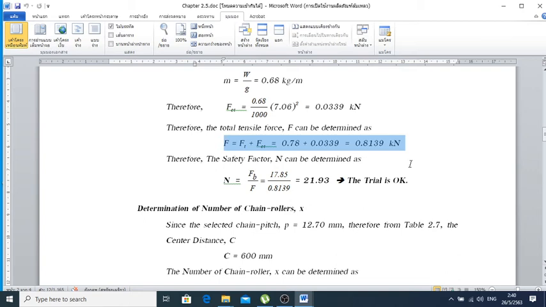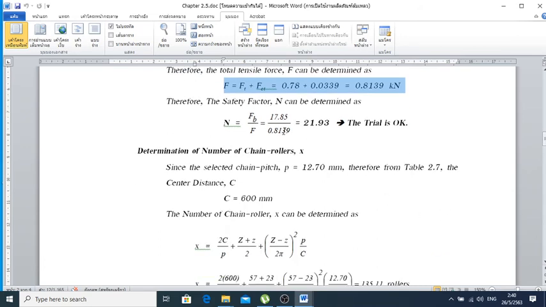This one you have to recognize. This one is going to be good. As you are concerned about the sagging during the motion, it's going to cause light vibration, things like that. So this is what you should be concerned about. And then you have to find the X term there. You make the pitch 12.7 as in table 2.7. You're going to have a recommended center distance C of 600.